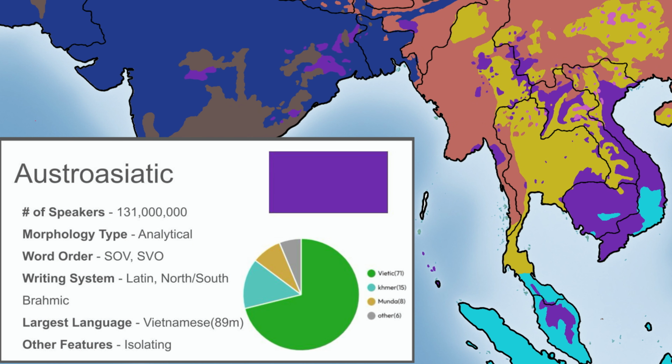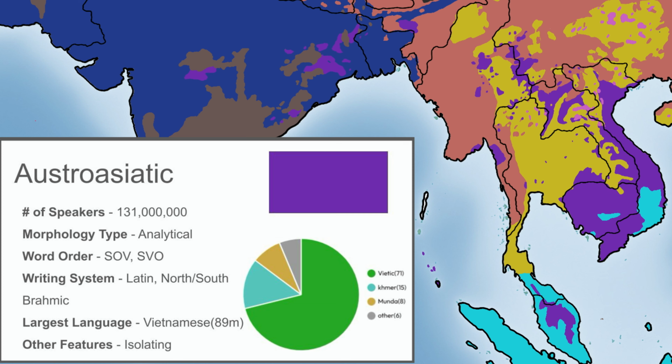The Austroasiatic languages are spoken by around 130 million people in South and Southeast Asia. Like many other East Asian languages, Austroasiatic languages are primarily analytic. Most Austroasiatic languages use SVO word order, but the Munda languages in India use SOV order. Many of these languages use their native Brahmic scripts, but many, like Vietnamese, also use the Latin script.